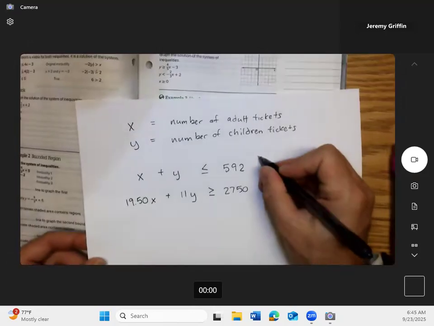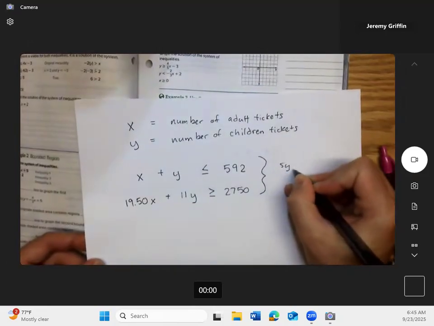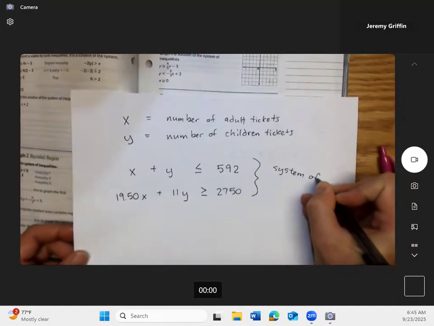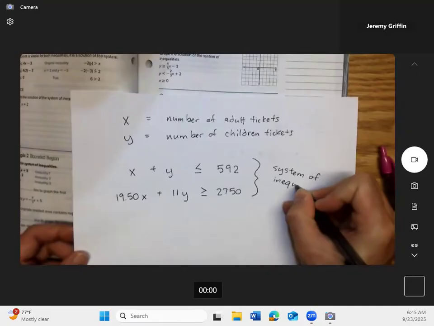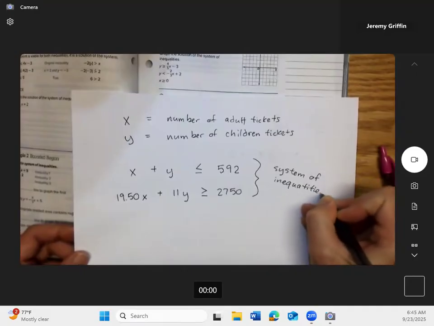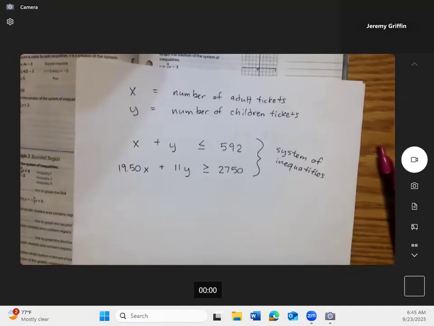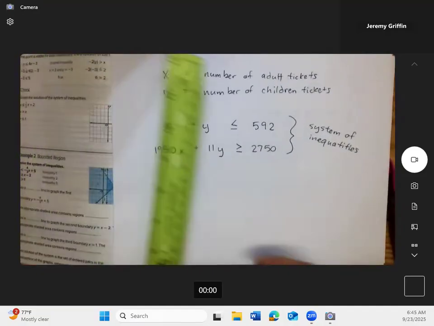$2,750. This right here is my system of inequalities. That's what I should have said. So now I can turn this into a graph and map this out and see what it actually looks like.